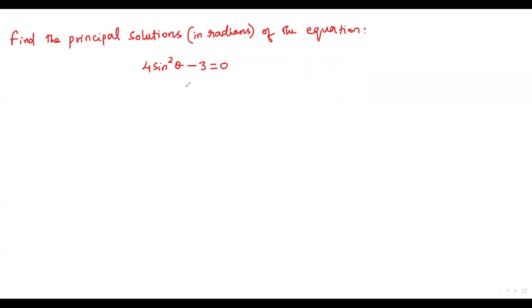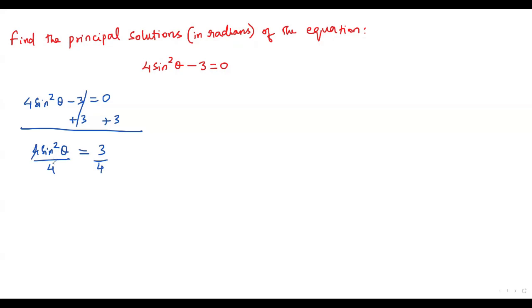That is 4 sin squared theta minus 3. Let me write the equation as it is: 4 sin squared theta minus 3 equals 0. Okay, now to solve for theta, I have to get rid of the values around the trigonometric function sine. So for that, let me add 3 to both sides to get rid of the negative 3 over here. When I add 3 to both sides, the negative 3 and positive 3 will cancel out. I'm getting 4 sin squared theta equals 3. Now let me divide both sides by 4. Then this 4 will cancel out. I'm getting sin squared theta equals 3 over 4.